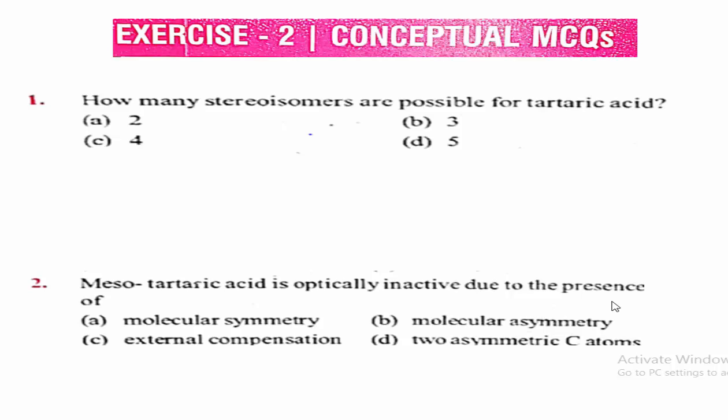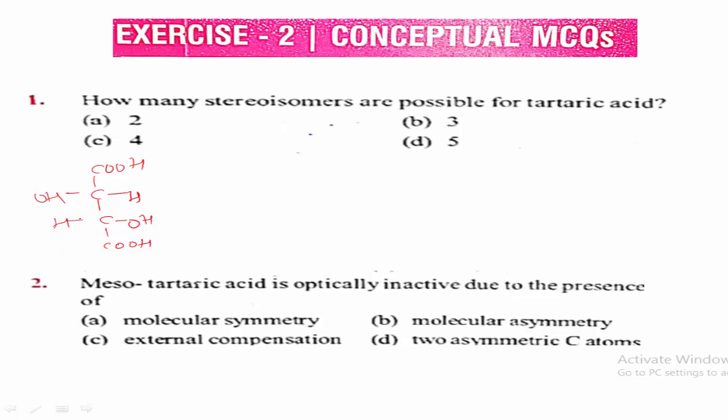First, I write the structure of tartaric acid. Carefully observe, students. The structure of tartaric acid is COOH, and here one carbon atom contains OH. Next, another carbon atom containing H and OH, and at the bottom side another COOH group. Yes, students, I told you tartaric acid contains two asymmetric carbon atoms.